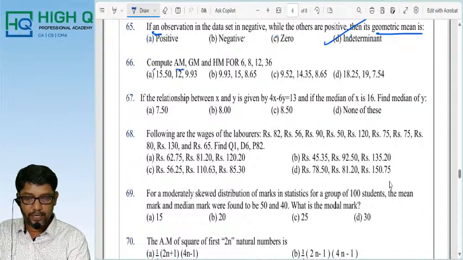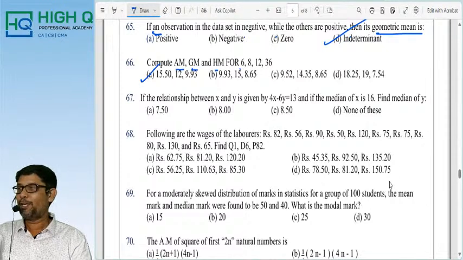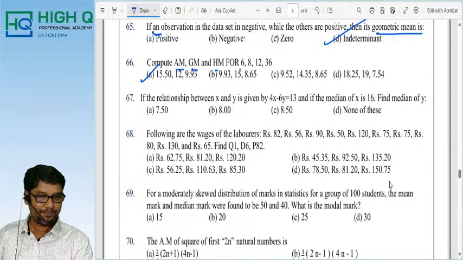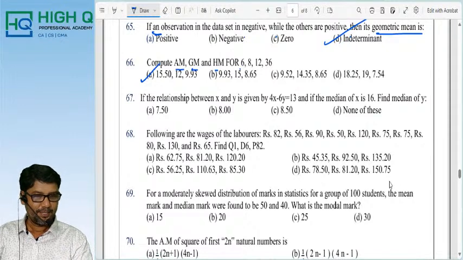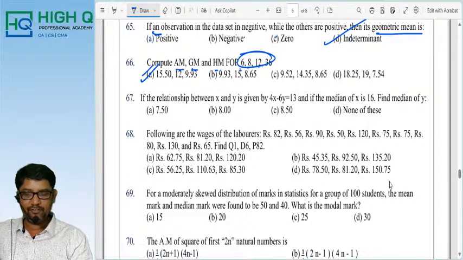Now, compute AM, GM, HM. You are that great? Sir, why find out everything, sir? Thank you, Riya. AM, GM and HM for 6, 8, 12, 26, 36. Tell me, my dear, 15. Only one option is 15.